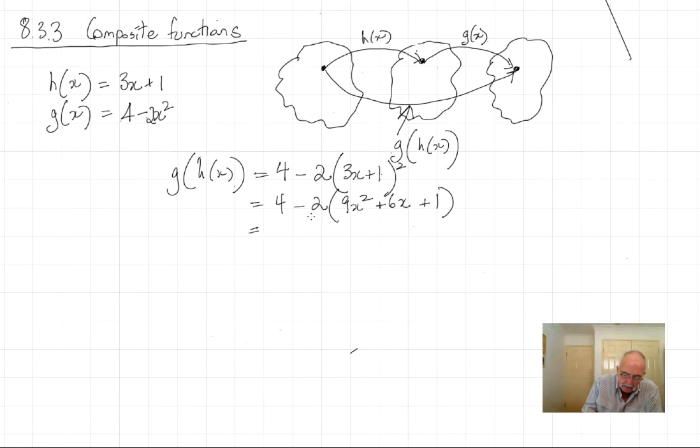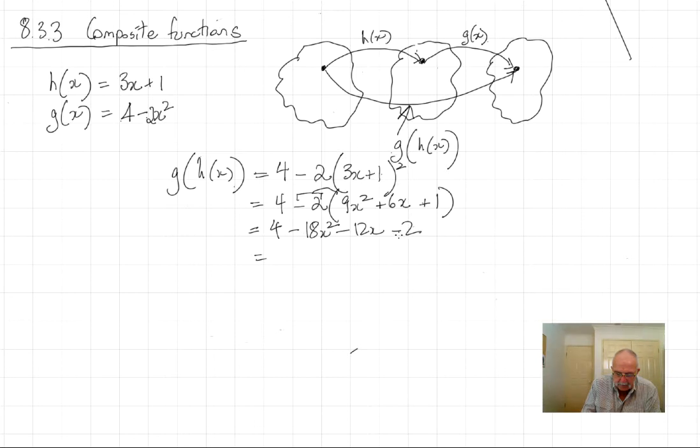Now I can apply the times negative 2. Now that negative 2 has got to be multiplied by everything inside. So I'll get negative 18x squared, and then negative 12x, and then negative 2. Like terms, well, I've got none, only one term containing x squared, one term containing x. I've got two constant terms here. 4 minus 2 is positive 2.